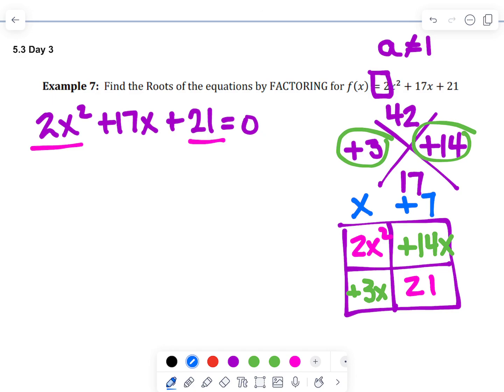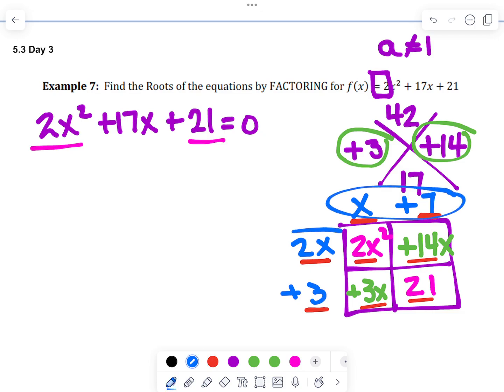First row, the GCF is 2x. Second row, the GCF is +3. And now check, multiply the terms together. So 2x and x becomes 2x squared. 2x and 7 becomes 14x. 3 and x becomes 3x. 3 and 7 become 21. So what's outside the boxes make up your factors.